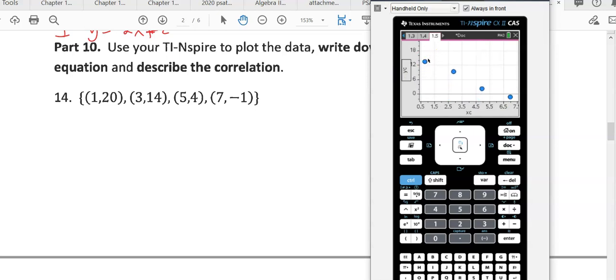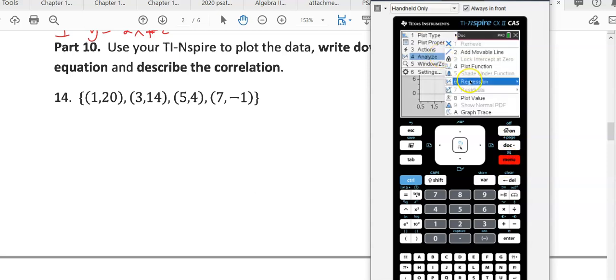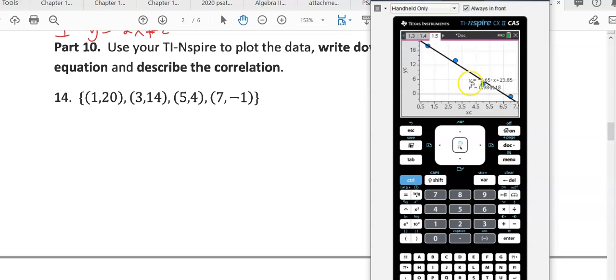choose your y coordinate. Okay, so to me that looks negative for sure, as a negative slope. It looks pretty strong, maybe. Let's see. So let's do some regression here. So analyze, regression, linear regression. And you can see the R squared value there is 0.98. That's pretty strong. One is the strongest there. So I'm actually pretty happy with that.